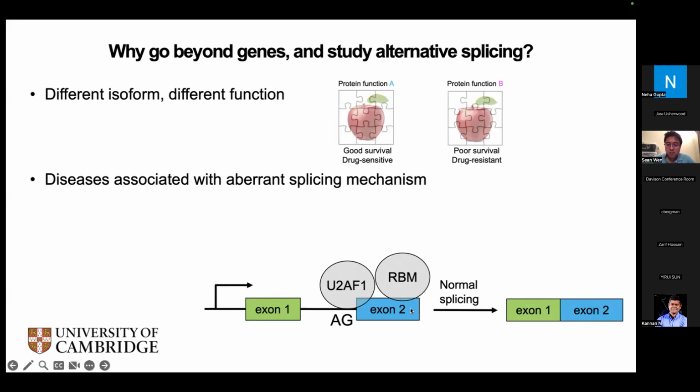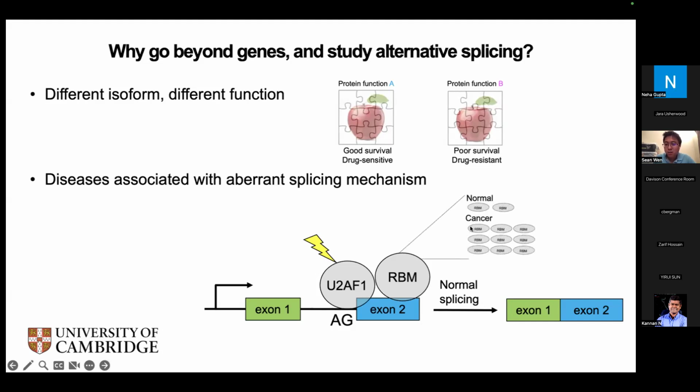If you look at the schematic diagram below, splicing really only has one job, which is to remove the introns and connect the exons. And this is what we expect under normal circumstances. But there are a few ways in which splicing can go horribly wrong. The first is that we get a mutation on a gene that is important in mediating splicing, such as the gene encoding U2AF1.